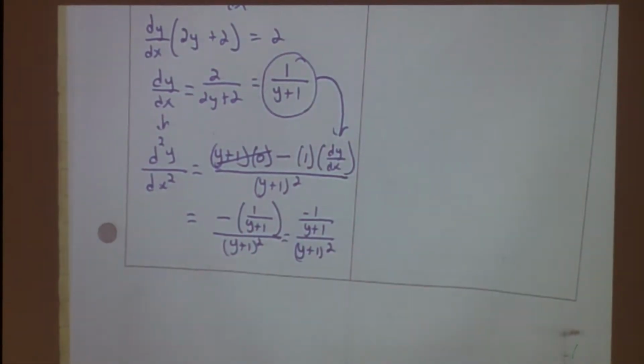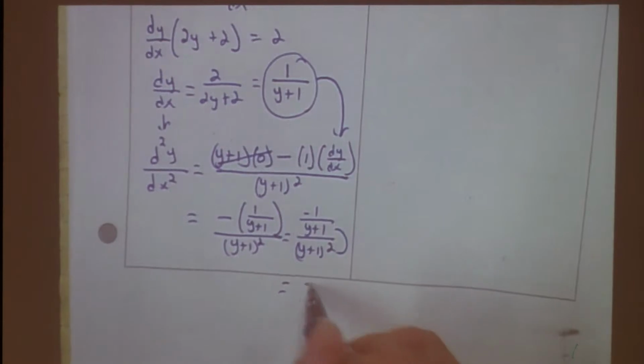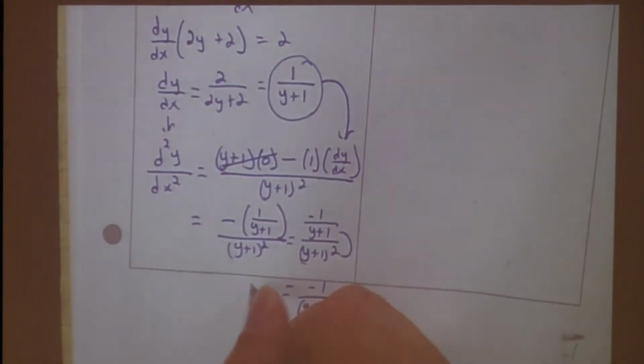I love this over. How do I make it a single fraction? Horseshoe, which tells me to multiply these guys, which gives me negative 1 over y plus 1 to the third. We found our Christmas tree.